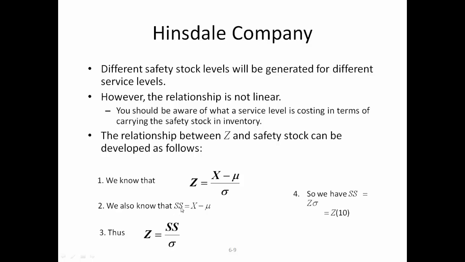We know that our safety stock is equal to x minus the mean, which is our error again. So z is equal to our safety stock divided by sigma. So our safety stock is equal to z sigma. And so we know that our sigma is 10. So now all we have to do is vary our normal distribution level, and we'll get a z value.